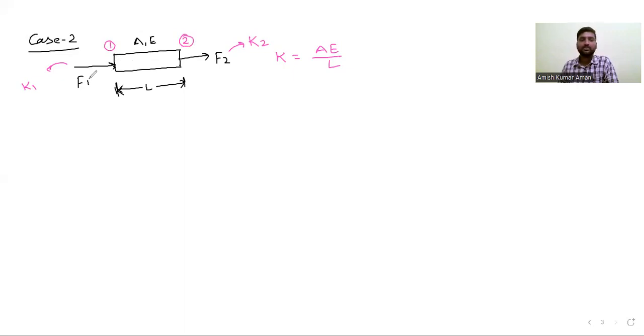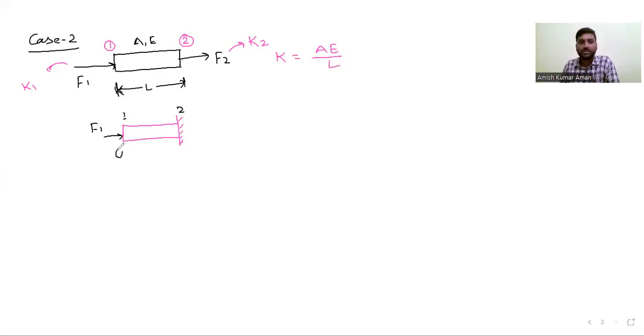So for analysis of forces at node 1, we will fix node 2. For analysis of forces at node 2, we will fix node 1. So let's say in the first case, I am fixing node 2. Here force is F1. This is 1 and 2.